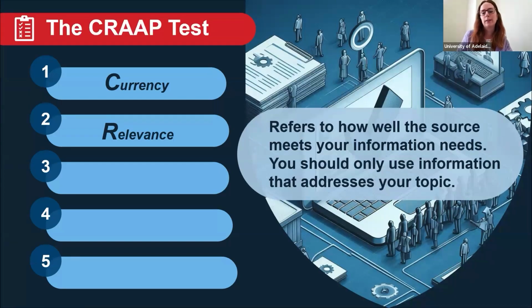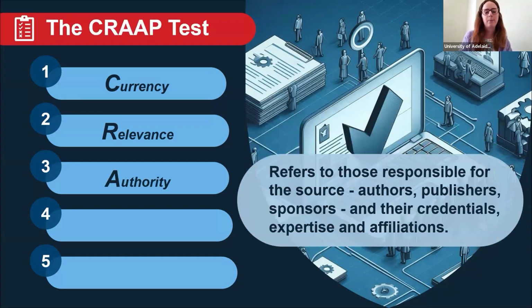Relevance refers to how well the source meets your information needs. You should only use information that addresses your topic. Again, this is more evaluating how you're going to use the resource. You might find a really rigorous, high-quality peer-reviewed article, and if it's got nothing to do with your research question and you're just going to put it in your essay for the sake of it, then maybe step back, rethink, and refine your search to find something else.